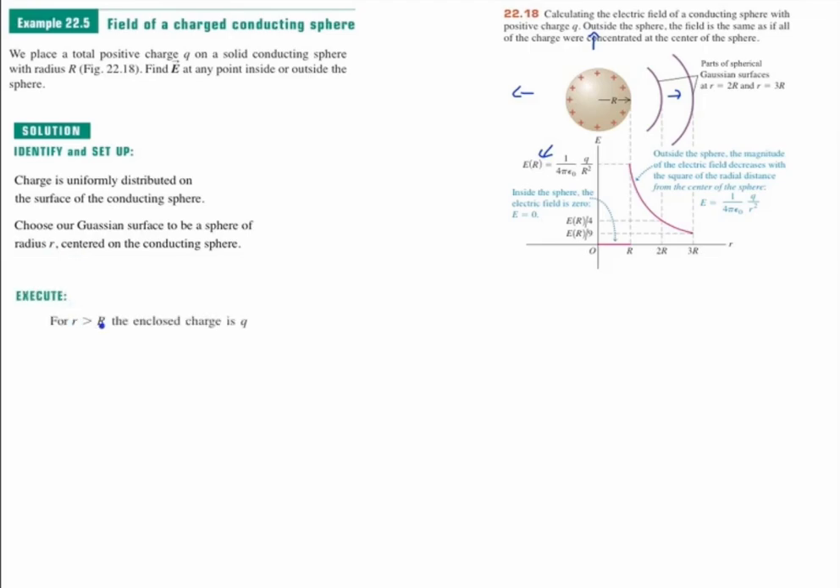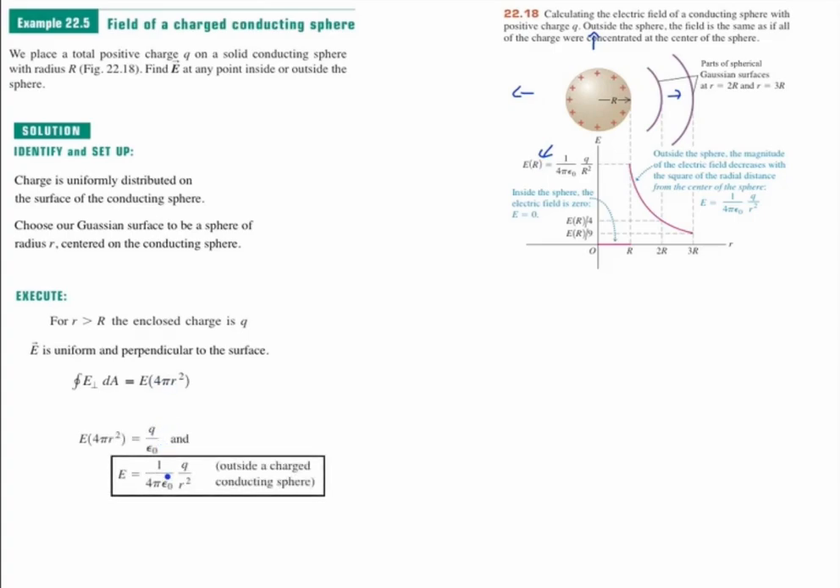For r greater than the radius of the conducting sphere, the enclosed charge just has to be Q, and E is uniform, radial, and perpendicular to the Gaussian surface. So E dot dA is simply E times 4 pi r squared, and this, of course, is the area of my Gaussian surface, and that by Gauss's law has to be Q over epsilon naught. I end up with the result that the magnitude of the electric field is Q over 4 pi epsilon naught r squared when I'm outside the radius of the conducting sphere. The direction of this electric field, of course, is radial.